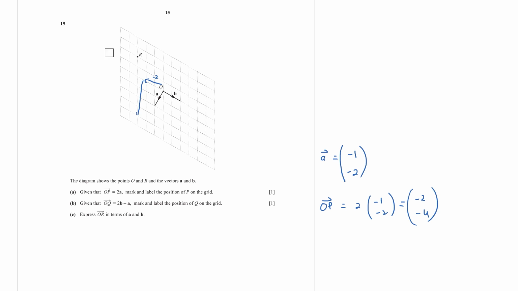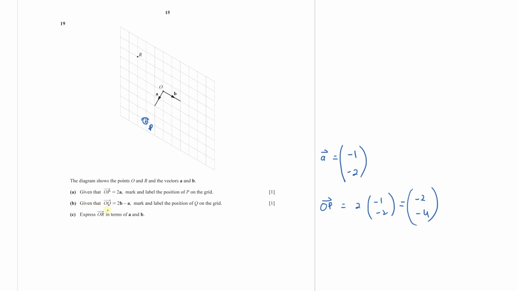Let me actually do it again. So this will be right down here, 4 places. So you will end up at this point. So this point here will be your point P, which is equal to 2 times the vector A.